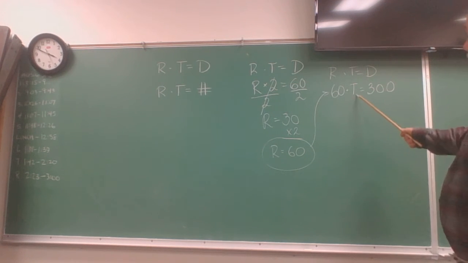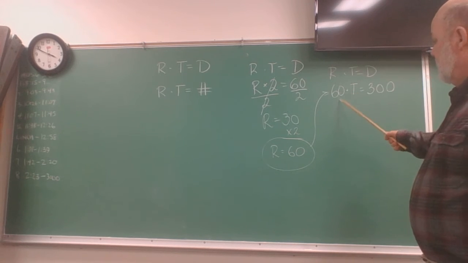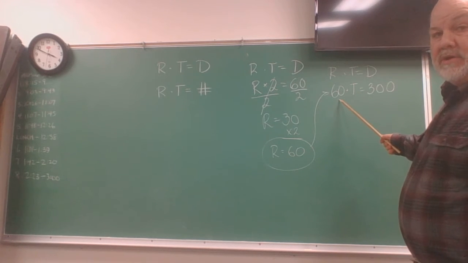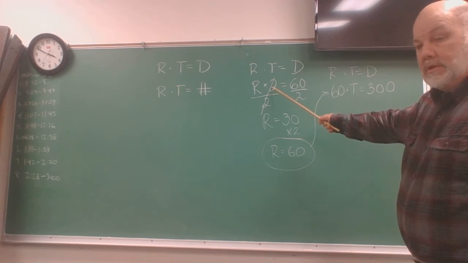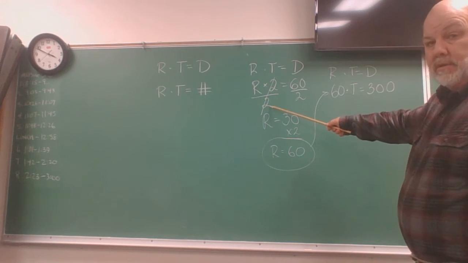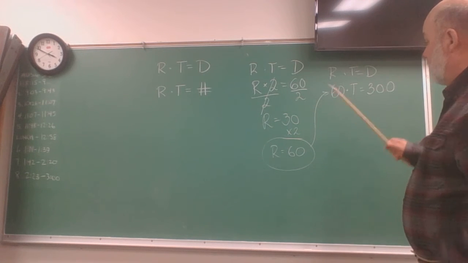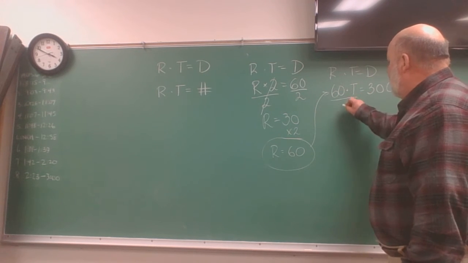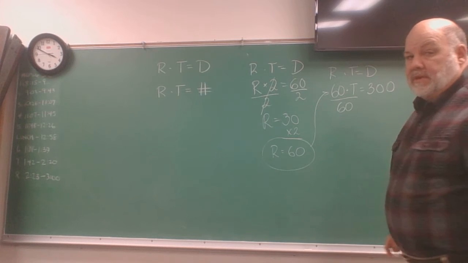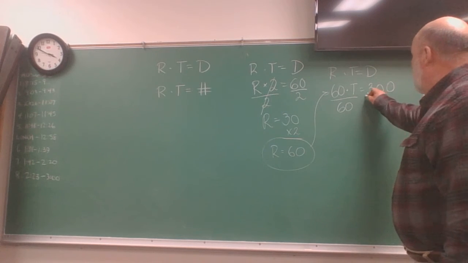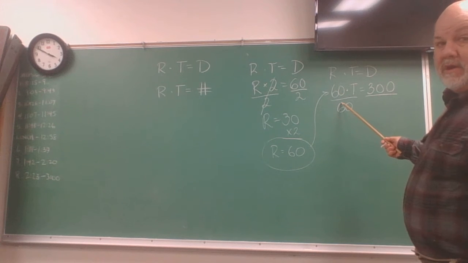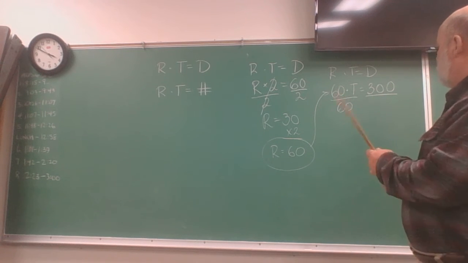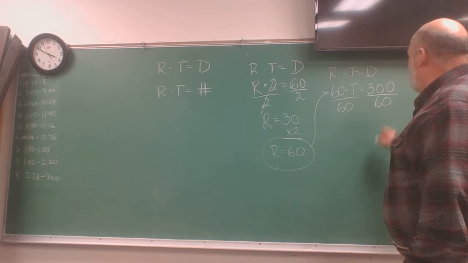Well, I don't know. How do you get this T by itself? Well, it's attached to this 60 by multiplication. Over here, this 2 and this rate were attached by multiplication. How do we get them apart? We divide it by 2. Likewise, over on this side, I'm going to divide by 60, the number that is attached to time. And since I divide by 60 on this side of the problem, I must divide by 60 over there also.